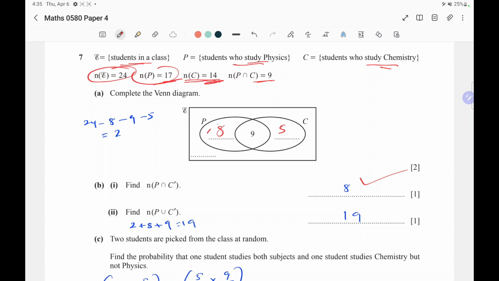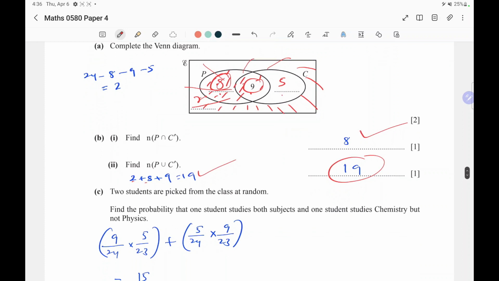P union. Okay, so this is my P, union C complement. C complement means outside of C. Union means I have to consider this part as well as this part outside, but I cannot consider this one because this one is not coming at least one time. So 8 plus 9, and outer it was 2. So 2, 8, 9, which is 19. 2 plus 8 plus 9, that's 19.